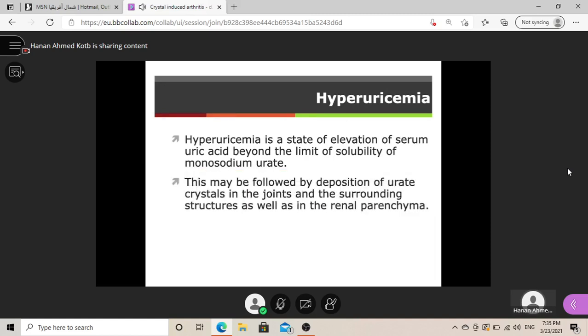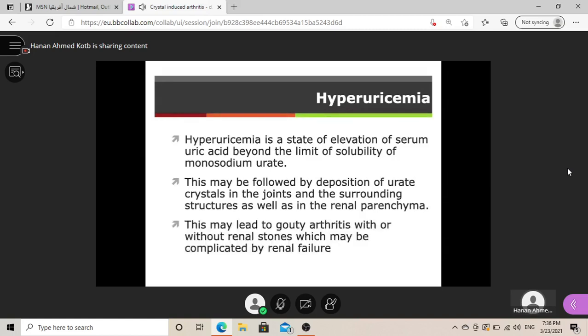Once this uric acid becomes insoluble, it crystallizes and deposits in the form of urate crystals in the joints and the surrounding structures, as well as in the renal parenchyma. So the presentation is variable. If it's deposited in the joints, it may lead to gouty arthritis with or without renal stones, and it also may be complicated by renal failure.